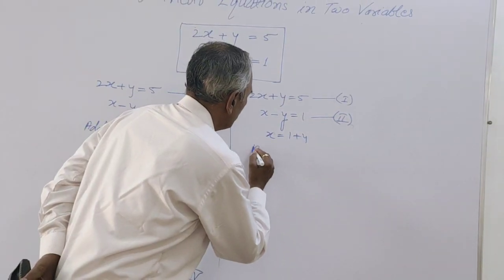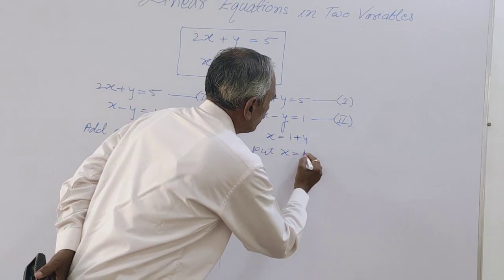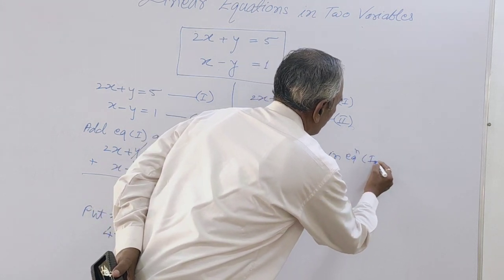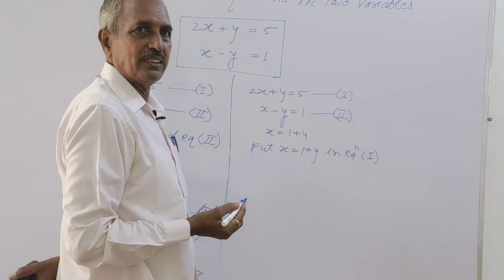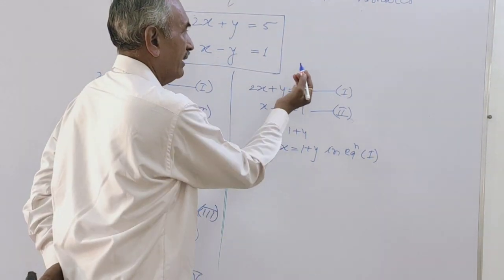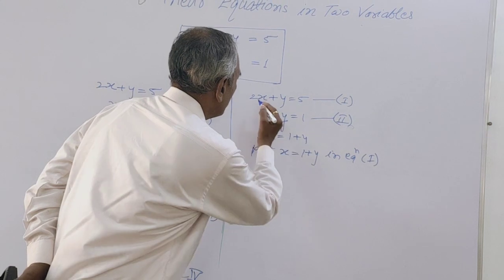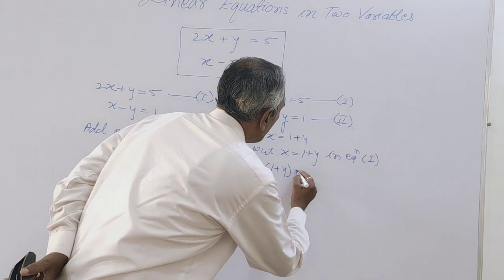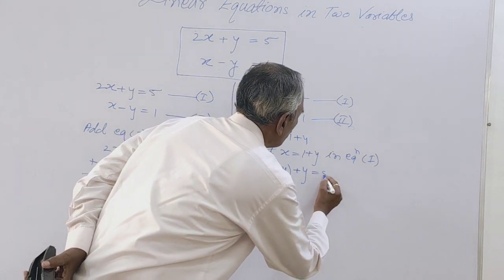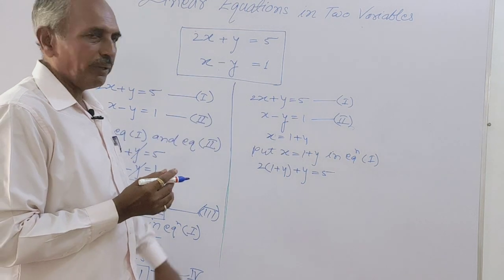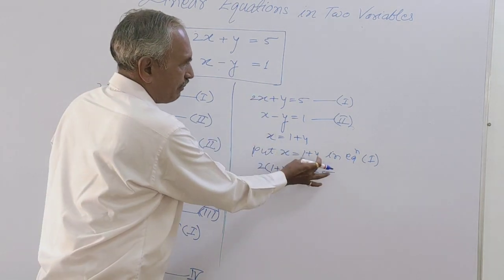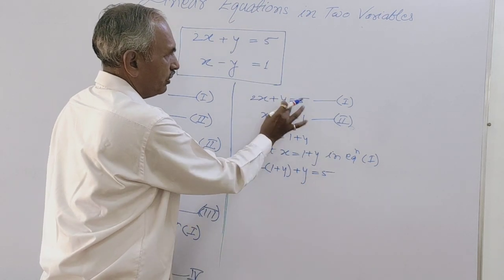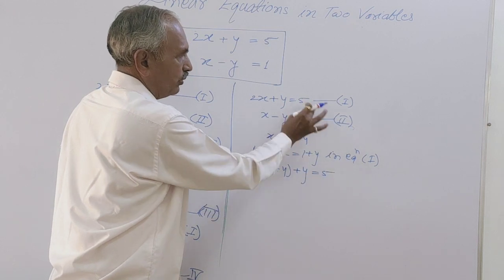Put x is equal to 1 plus y in equation number 1. If I put this value of x as 1 plus y in equation number 1, equation number 1 becomes 2 into (1 plus y) is equal to 5. In place of x, I am putting 1 plus y. So 2 into (1 plus y) is equal to 5.